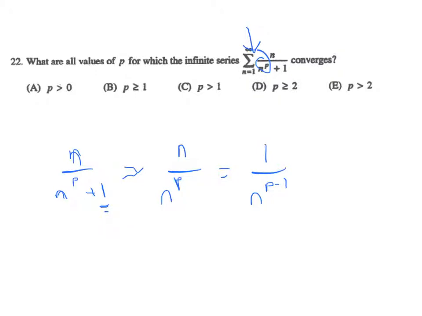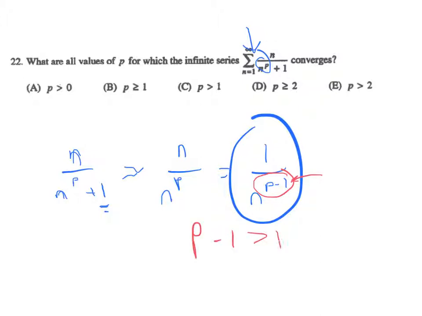And so once I've simplified it, it's like, when would this converge? Well, I need this exponent here to be bigger than 1. So p - 1 would have to be bigger than 1, which means p would have to be bigger than 2, which is our answer, choice E. Yeah, if you try to do the ratio test on this, it will be inconclusive. That's the problem with p-series in general, is that the ratio test does not work.